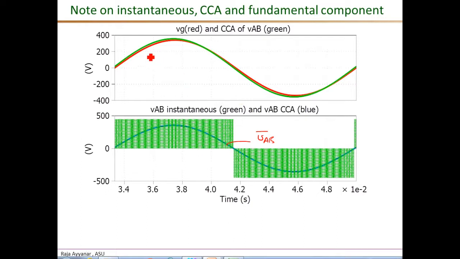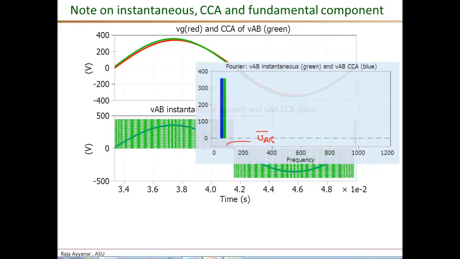And the top plots show the red waveform is the grid voltage VG of t, and the upper waveform is really the fundamental component of this VAB. It's very close to this cycle by cycle average value. And we can also look at the Fourier spectrum of this VAB instantaneous as well as VAB average.